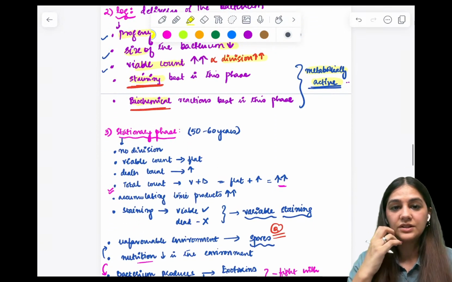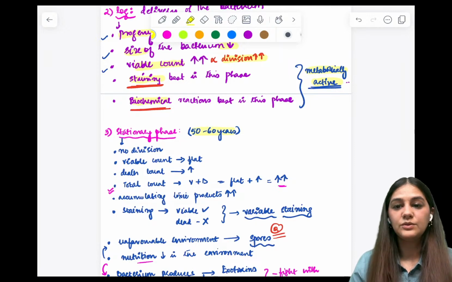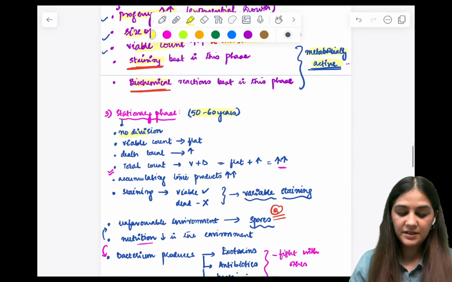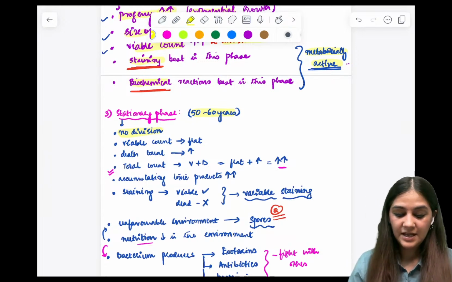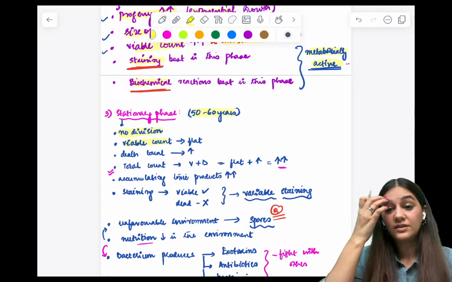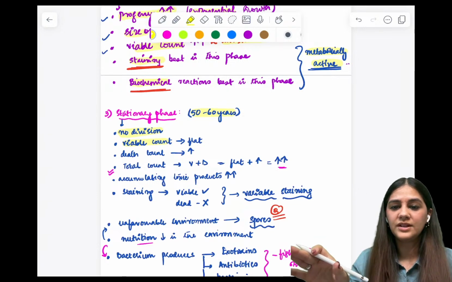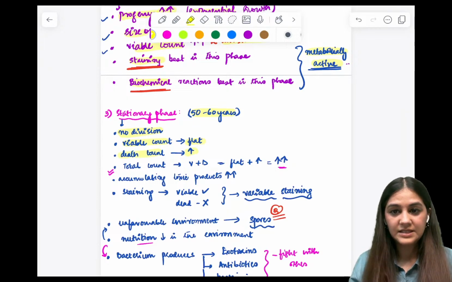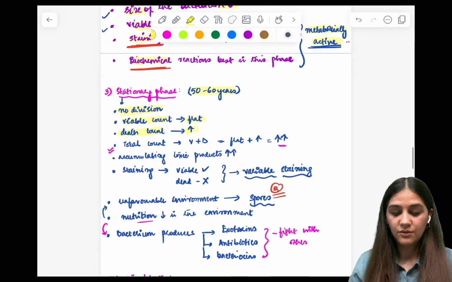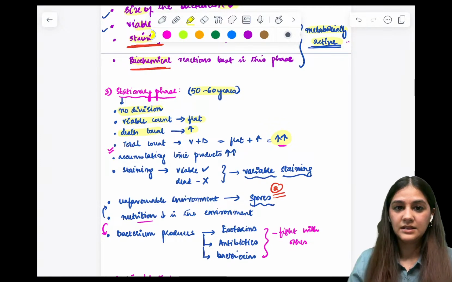Next, coming to the stationary phase, what is happening? It is like a 50 to 60-year-old person, so definitely not having any more children, not dividing, right? What is happening to the viable count? Viable count is flat because no new children are being born, but people are still living. So flat viable count. Death count is increased a little. So what is happening to the total count? It is going to increase, right?